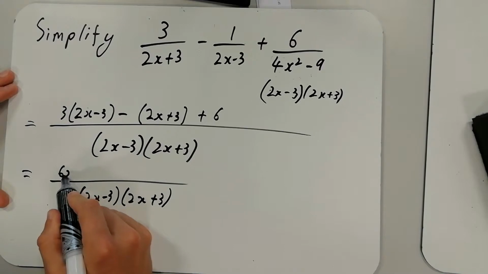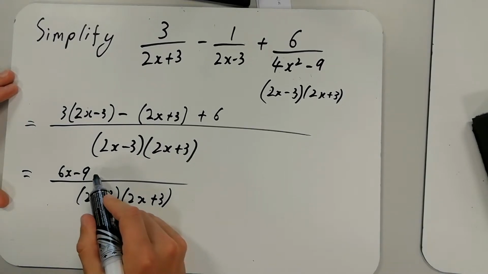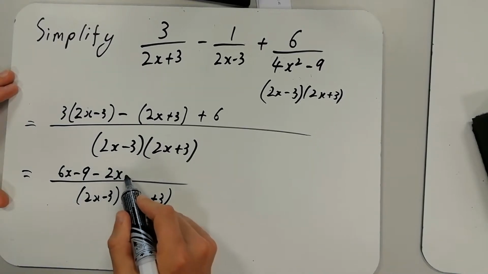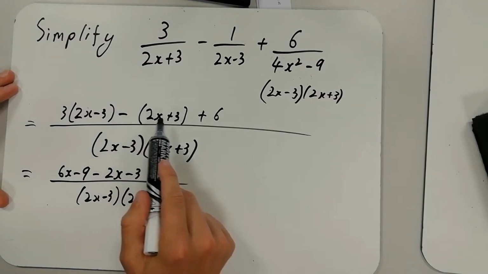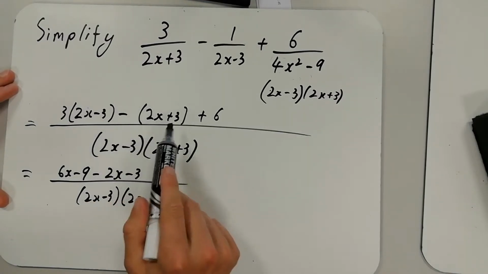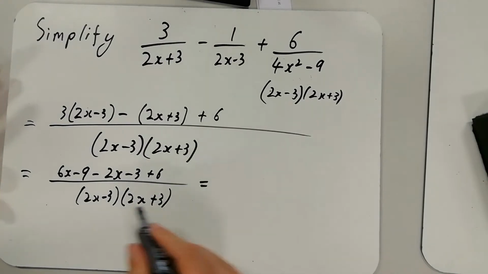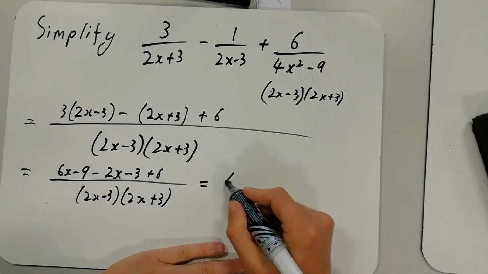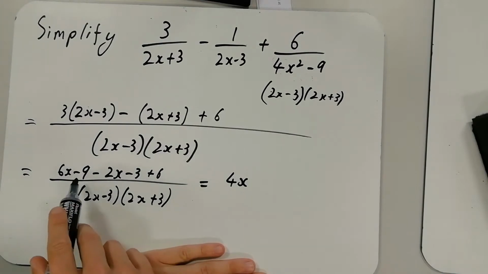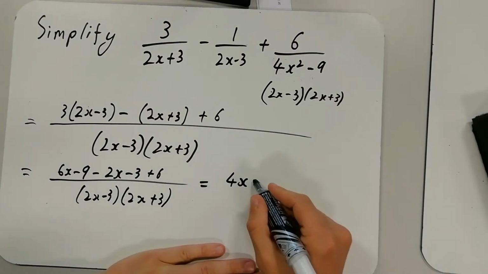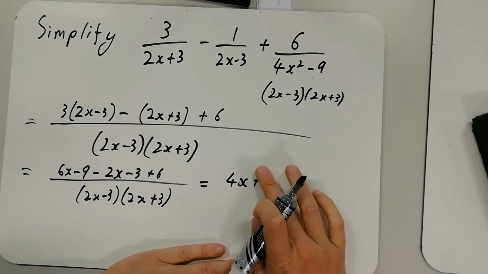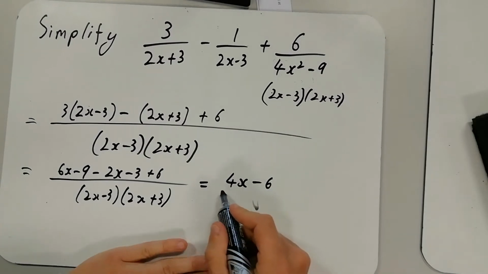Okay, so that's going to give us 6x minus 9 minus 2x minus 3. Just be careful of the signs here. That's one of the most common places that people make mistakes. Plus 6. Tidying up, that gives me 4x minus 12 plus 6. Oh, minus 6, sorry. Told you, signs, main place people make mistakes.